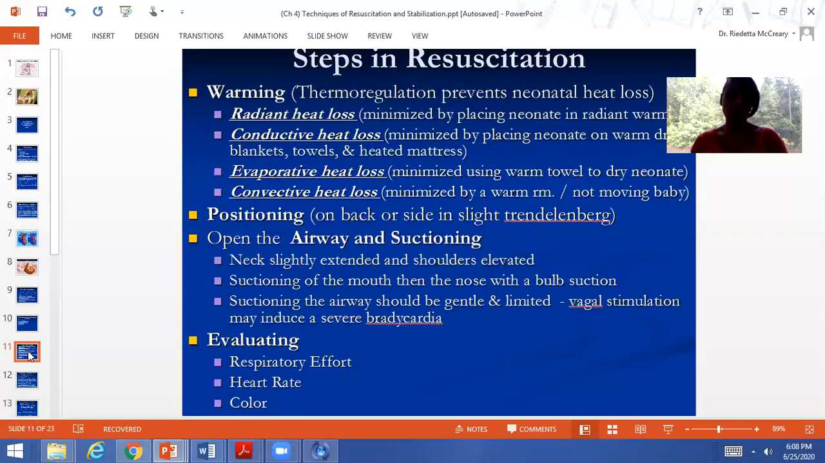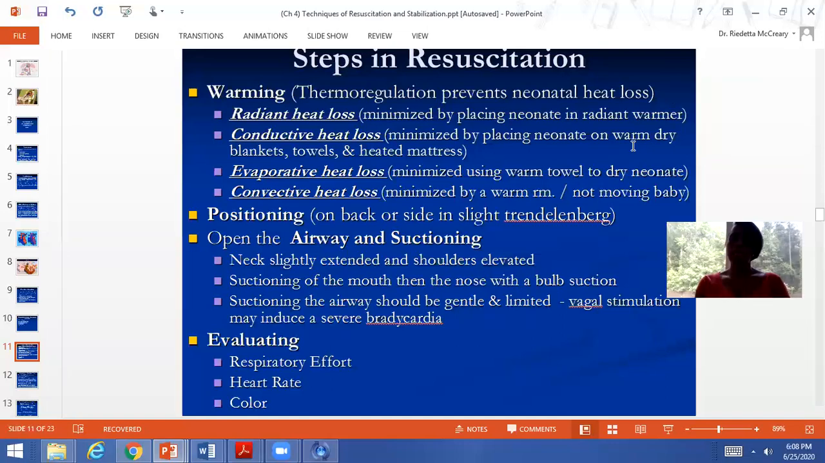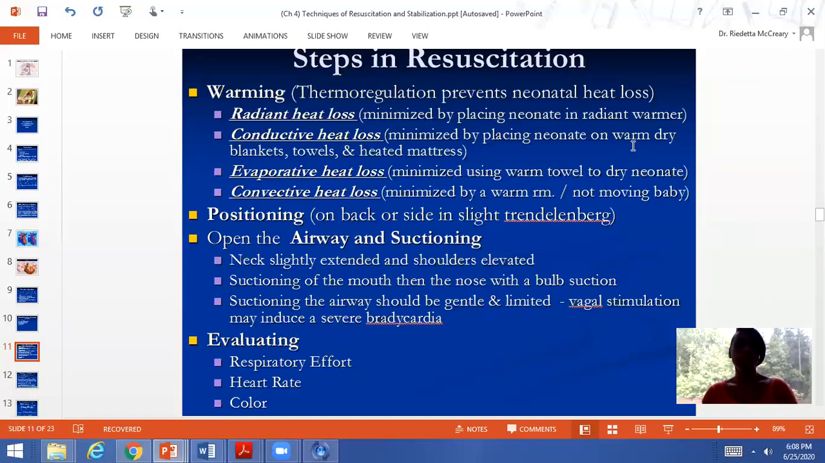So radiant heat loss is a big one, and we can minimize radiant heat loss by placing the neonate in a radiant warmer, which is what we do when they hand the baby to us. Conductive heat loss is minimized by placing the neonate on a warm, dry blanket, towel, or heated mattress. So you want to make sure that, again, when they give you the baby, you have a receiving blanket.